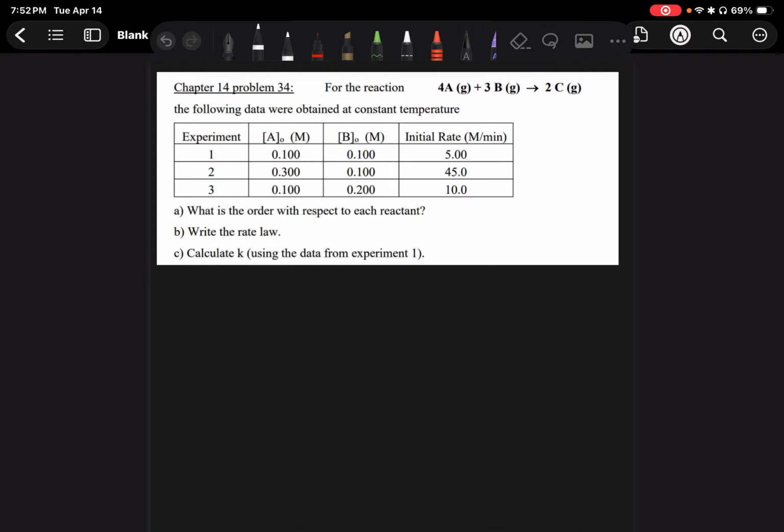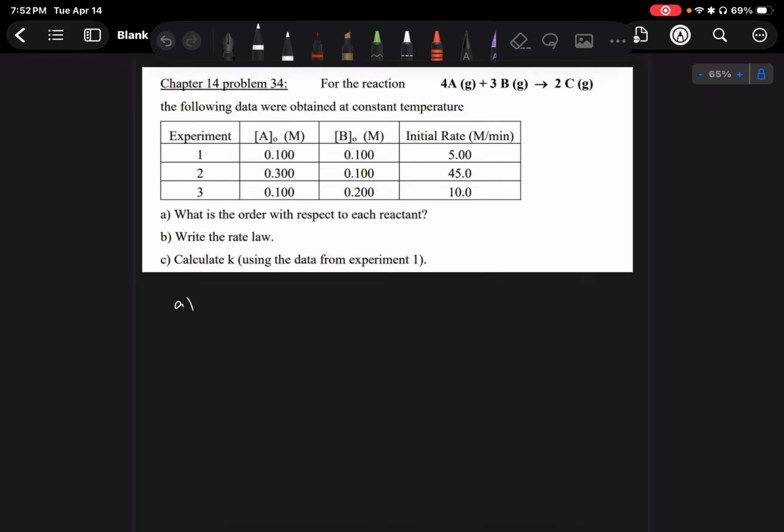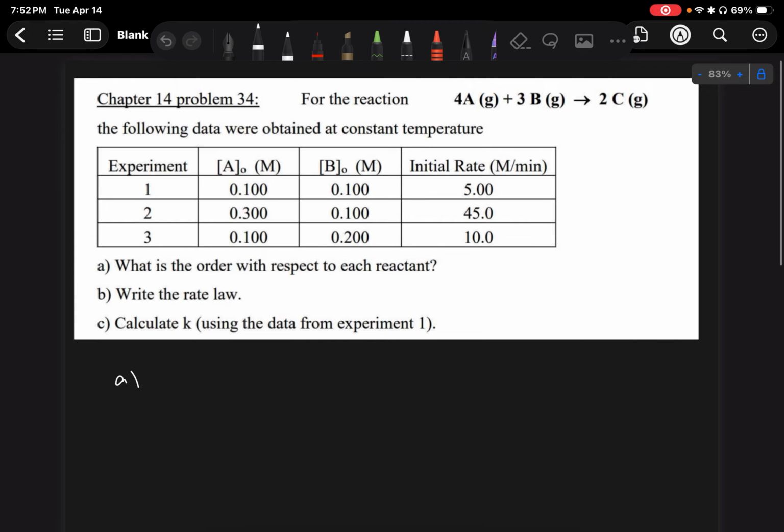Okay, so what do we need to find? We need to find the order with respect to each reactant for this reaction. How do we do that? I really don't remember. Okay, so I think we have to look at one where it's constant. So this is gonna be times 1, times 3, and this is times 9, right?